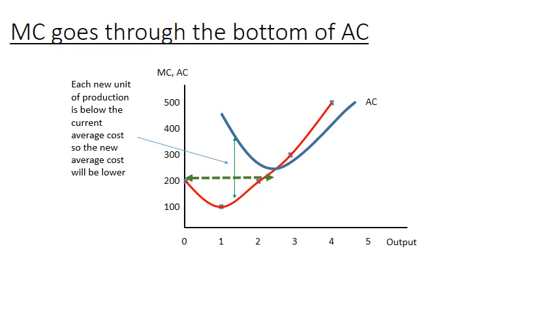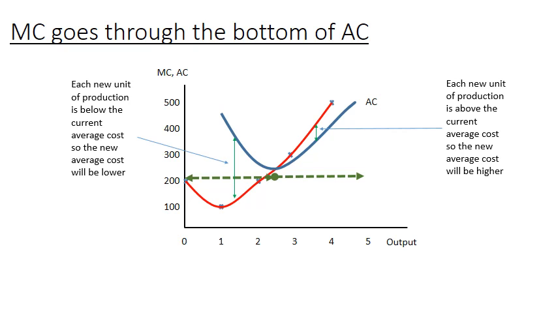But then what starts happening when marginal costs start becoming higher than average costs? Well, now we've got the opposite story. Now the new unit of production we're adding is above the current average cost, and so the average cost will start increasing as we add those new units of production. Think of this as if you added an academic scholar to your house. They're going to be cleverer than the average person in your house, and so you expect the average results to go up from adding an academic scholar.